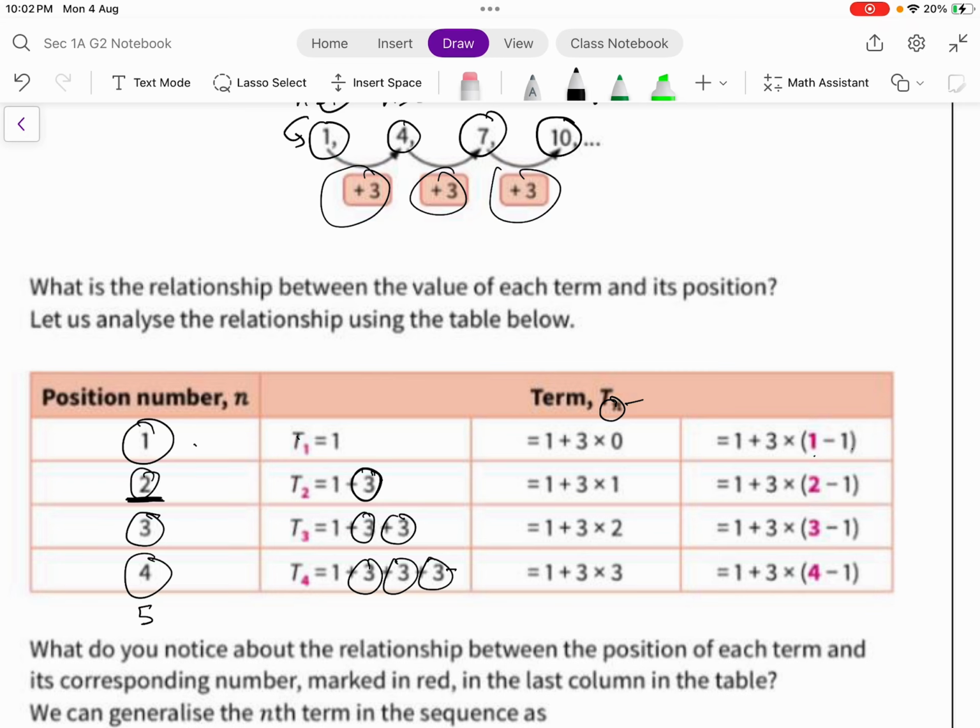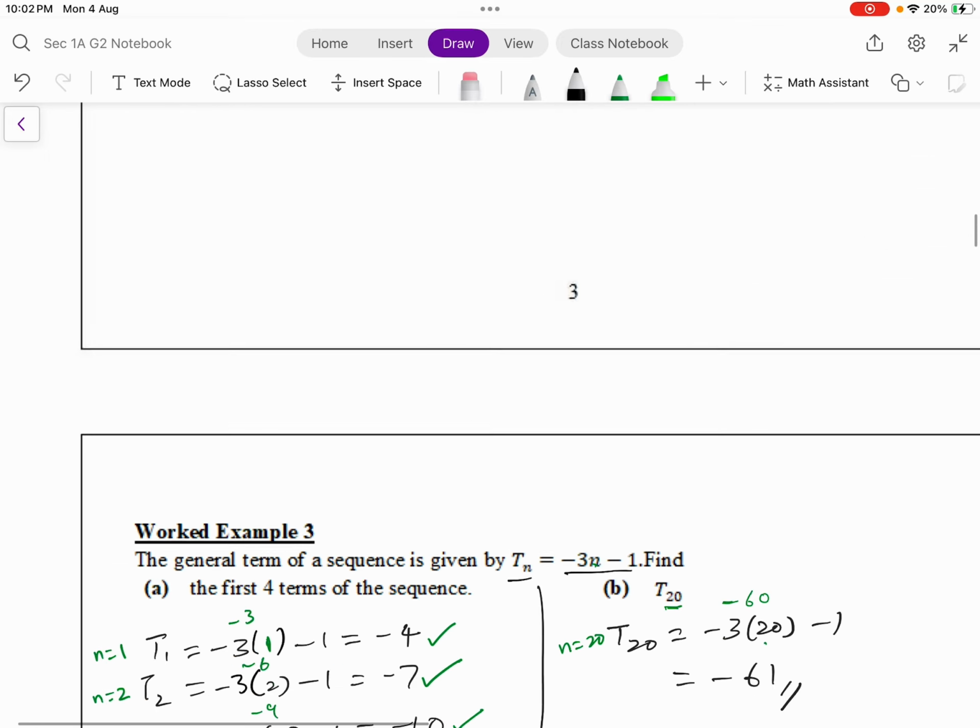So fifth place will be what? 4 plus 3 plus 3 plus 3 plus 3. So the number of times you add 3 is always 1 less than the place value. Remember, this is very important. So how are we going to use this to solve for the next question?